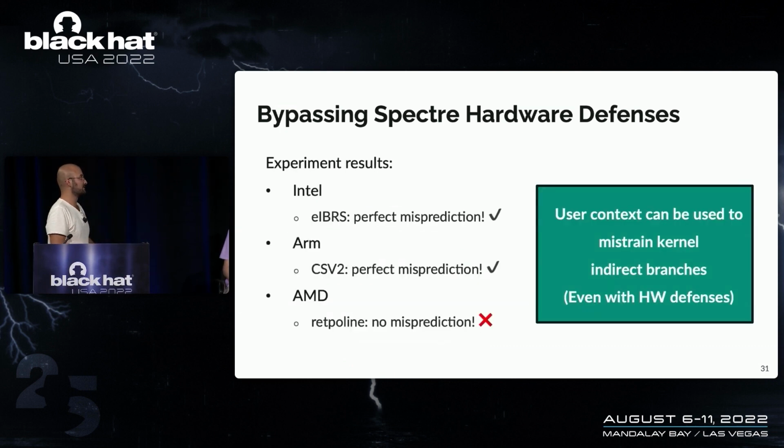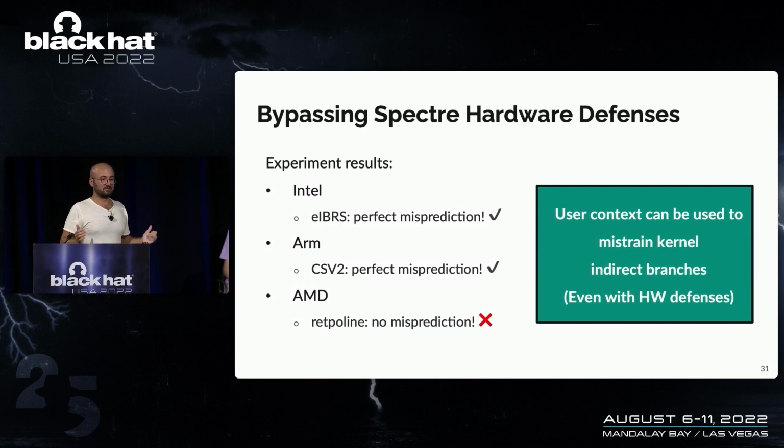And we tested this on most modern Intel, ARM, and AMD CPUs. On AMD, clearly it didn't work, because they still rely on software defenses like retpolines that completely stop speculation. But on all the Intel and ARM CPUs that we tested, we could observe perfect misprediction in this experiment.